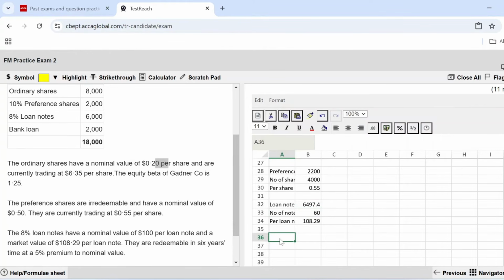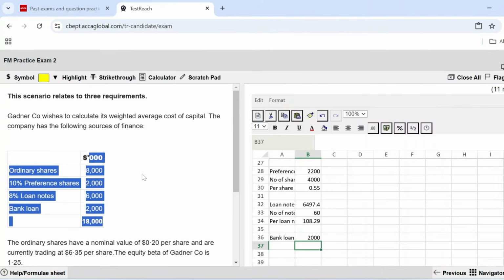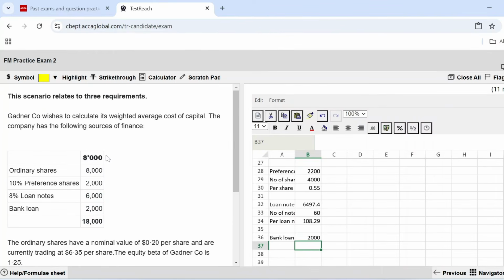Now have a quick look at the bank loan. Bank loan is not traded in the market, so the book value itself is the market value. So you're going to take 2000 over here. I have done all my workings in these thousands, so 3 zeros we have completely ignored. So this is the value of your debt.